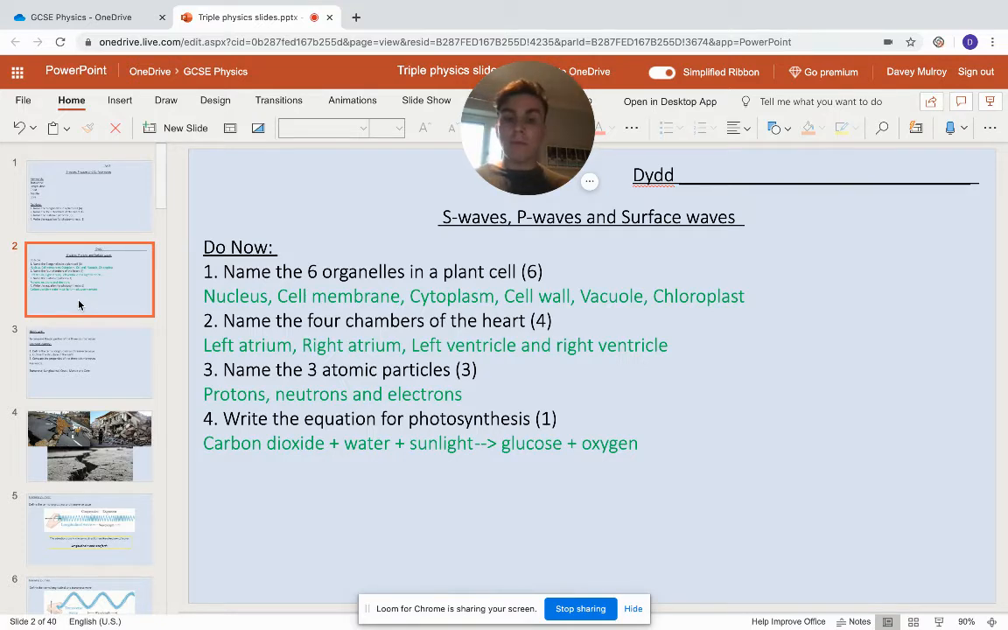Question number 2, name the 4 chambers of the heart. Left atrium, left ventricle, right ventricle. Name the 3 atomic particles. 3 atomic particles just means what is in an atom. Protons, neutrons, and electrons. And finally, write the equation for photosynthesis. Carbon dioxide plus water plus sunlight gives us glucose plus oxygen. If you need to get those correct answers in or do any marking, just hit pause now.